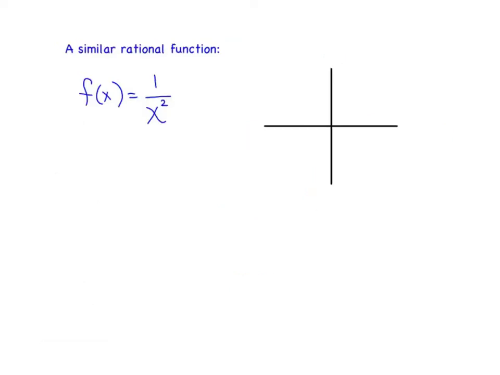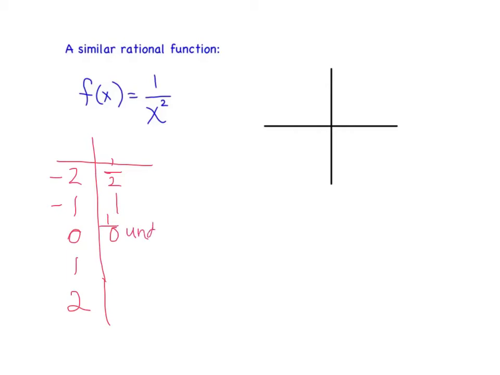Another graph that's very similar to this looks like, if I use the same function points here, then I have 1/2. I have 1 over 1 squared, which is 1. 0, of course, is undefined. This would be 1 over 0, so this is undefined. So there's an asymptote there.